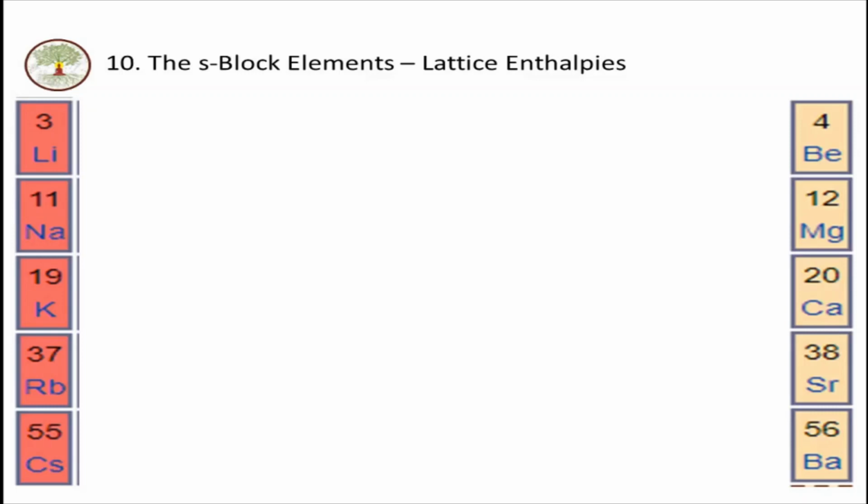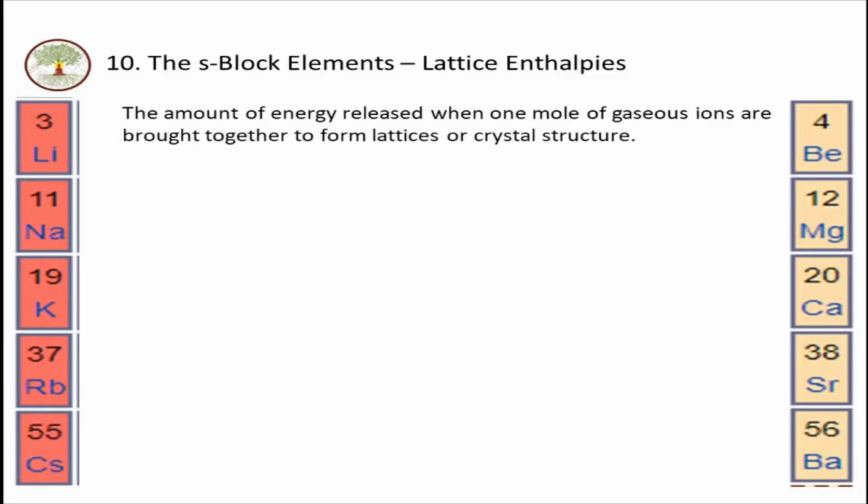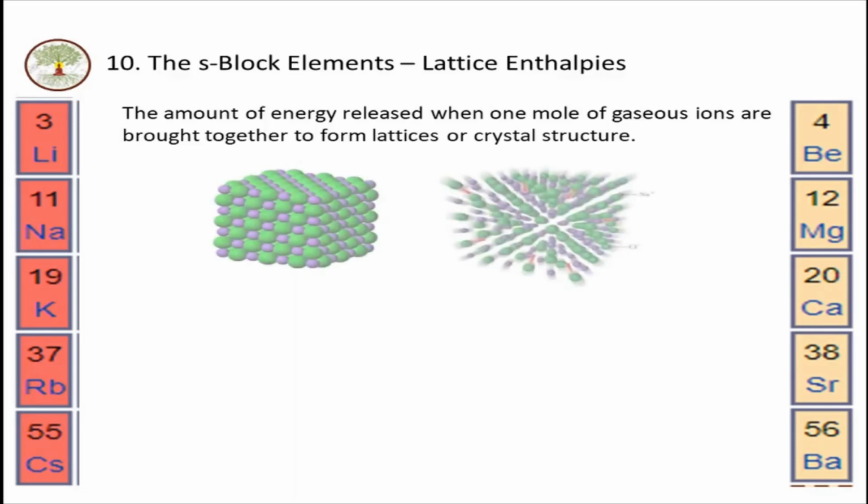Lattice enthalpy is important for solids, and it is defined as the amount of energy released when 1 mole of ions are brought together to form lattices or crystal structure. Lattice enthalpies may sometimes be confusing because sometimes they are written as positive values while other times they may be written as negative values. The difference arises because of the way we define it.